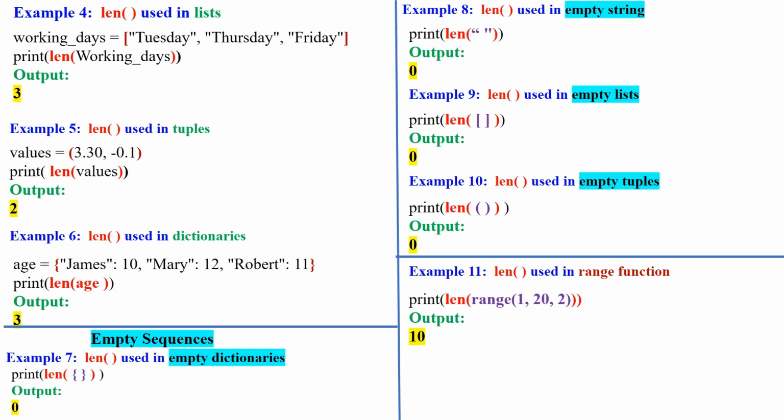In example 5, the len function is used in tuples. Tuples, 3.30 and -0.1 are enclosed in parentheses. Output of len of values is 2.